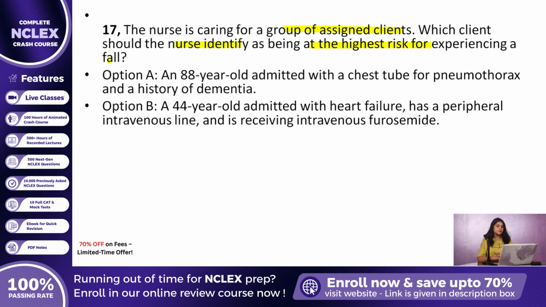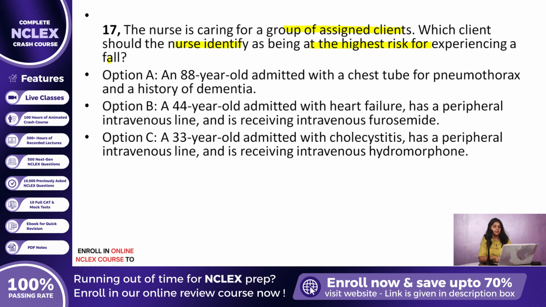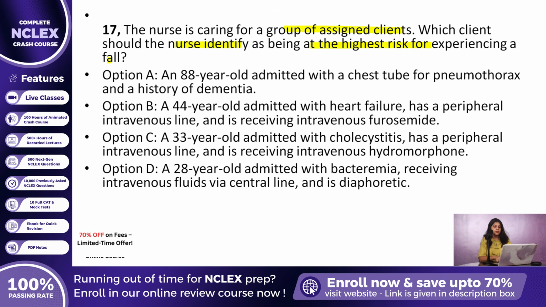Option B, a 44-year-old admitted with heart failure, has a peripheral intravenous line, and is receiving intravenous furosemide. Option C, a 33-year-old admitted with cholecystitis, has a peripheral intravenous line, and is receiving intravenous hydromorphone. Option D, a 28-year-old admitted with bacteremia, receiving intravenous fluids via central line and is diaphoretic. The correct answer is option A, an 88-year-old admitted with a chest tube for pneumothorax and a history of dementia.